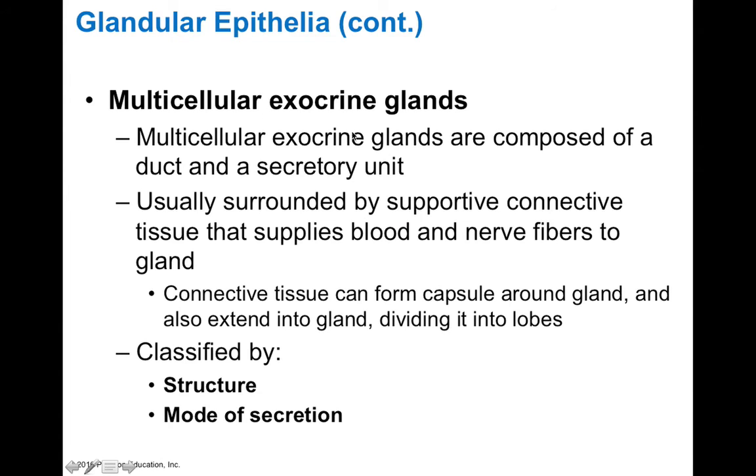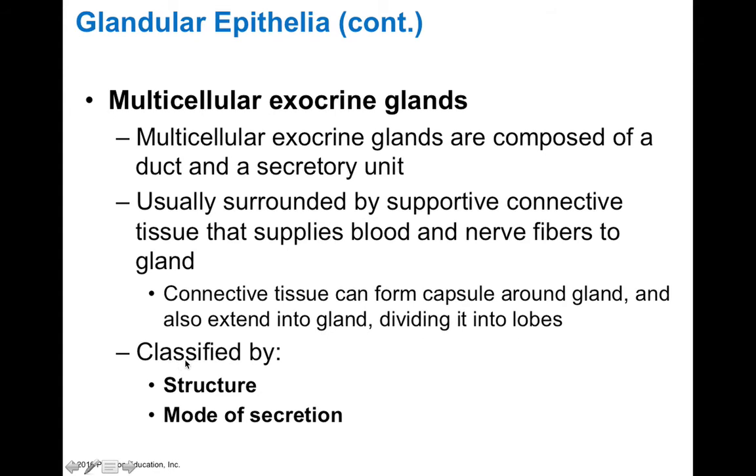Now, the multicellular exocrine glands are those that have lots of cells that are going to surround a duct. They form a secretory unit. Now, these usually are surrounded by a supportive connective tissue that supplies blood and nerve fibers. And these connective tissues form a capsule around the gland that can also extend into the gland or divide it into lobes. An example of where you find this would be the mammary glands for breast milk. Those are divided into distinct lobes.